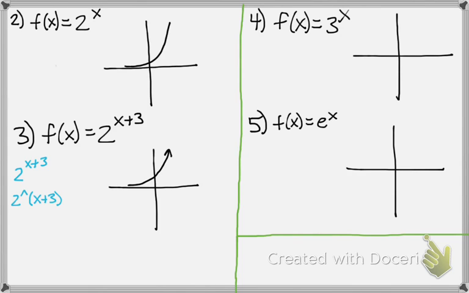So for number 4, you want to do 3 raised to the x, and you'll see that this is the shape, and you'll notice there's not much difference between 3 to the x and 2 to the x with regards to the shape. I forgot to put my arrow there. They're basically the same. So one is going to be steeper than the other, but the general shape is essentially the same. And then we're going to do e to the x.